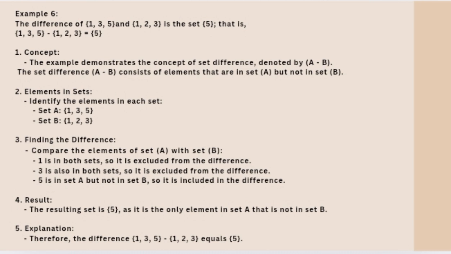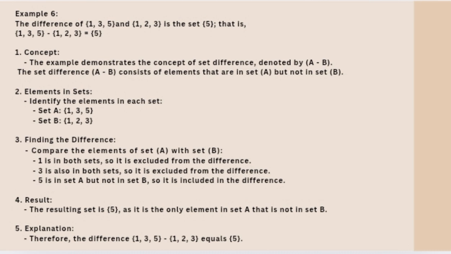The fourth step is the result. The resulting set is {5}, as it is the only element in set A that is not in set B. The fifth and final step is the explanation. Therefore, the difference {1, 3, 5} minus {1, 2, 3} equals {5}. Here is some additional context.